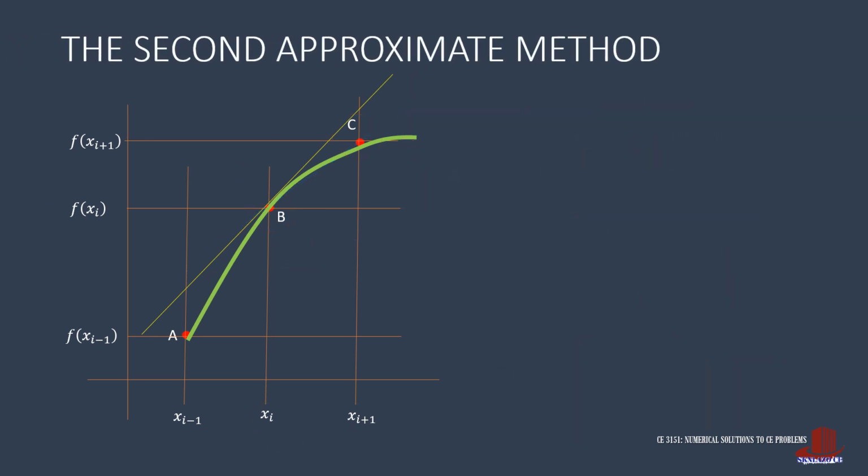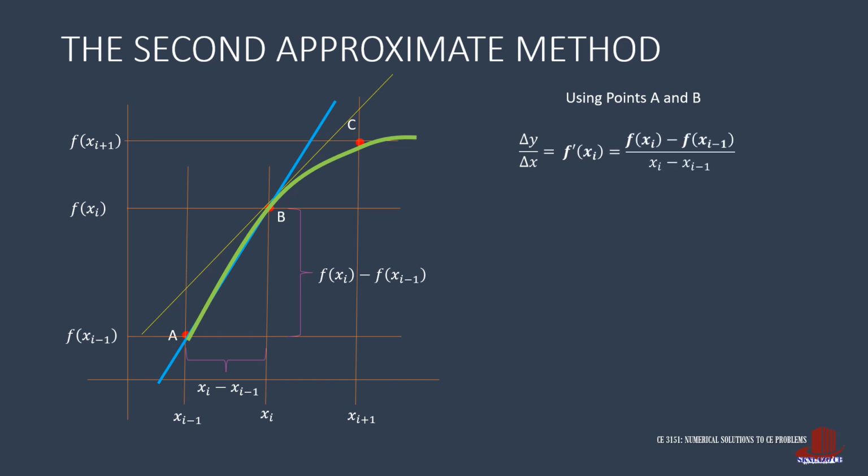Another assumption is working with point A along with the required and given point B. The height distance of the 2 points is provided as f of xi minus f of xi minus 1. The x distance of the 2 points is also taken as xi minus xi minus 1. Just like how the slope is solved in the previous derivation, delta y over delta x is f prime of xi, which is then f of xi minus f of xi minus 1, all upon xi minus xi minus 1.